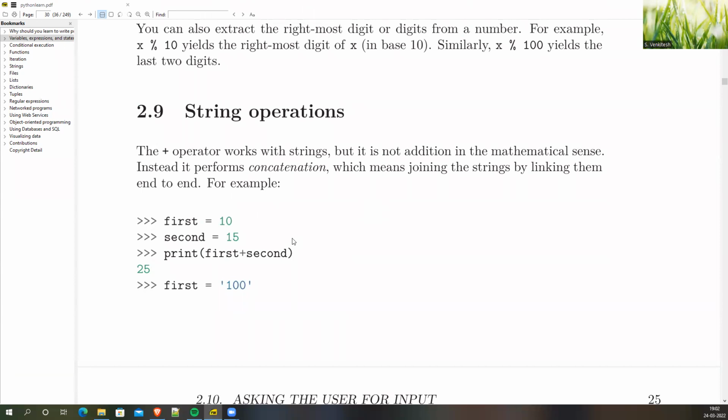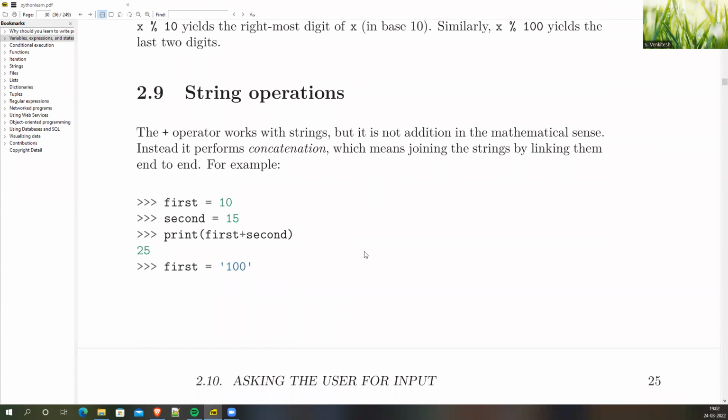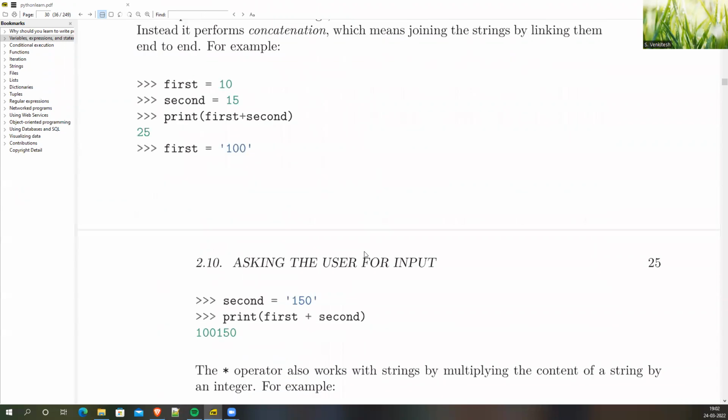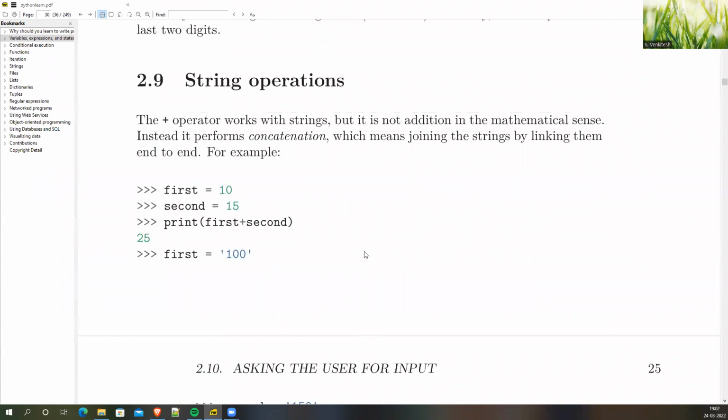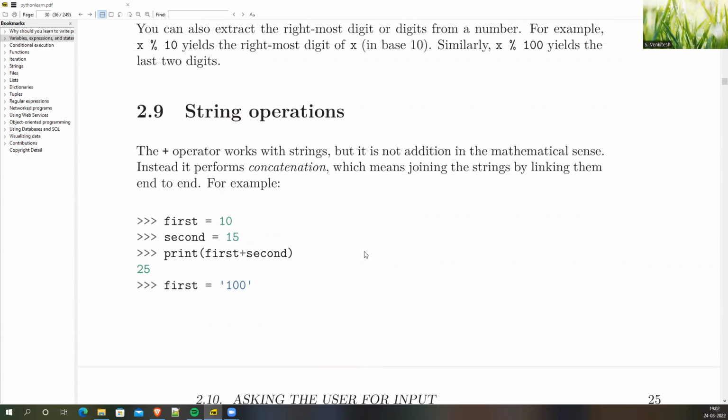And now comes this even simpler thing, which is called operations on strings. Basically in string operations, there is not much to do. It's all about adding two strings. Adding two strings is simply placing the two strings one after the other. So here, for example, first is a number 10, second is a number 15. These are two integers. So when you say first plus second, it will add them and the answer 25 will be printed.